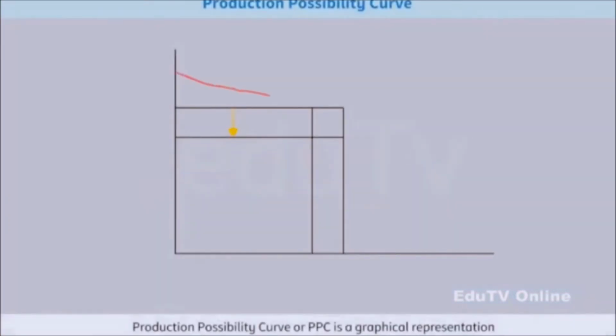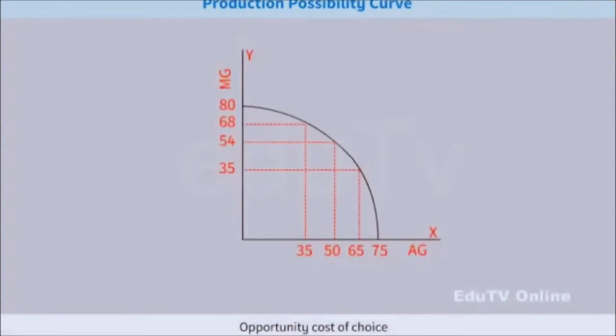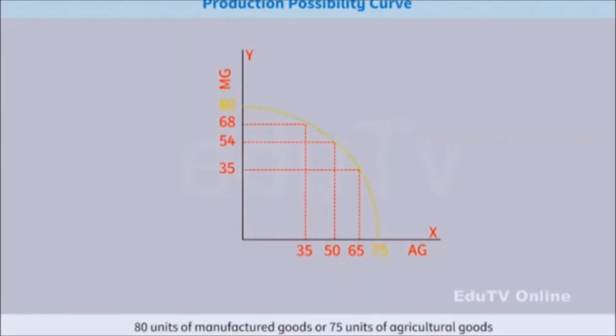Production Possibility Curve, or PPC, is a graphical representation of the maximum output of two products and the possible combinations of these two goods with constant resources and technology. Look at this curve shown here, depicting the opportunity cost of choice. It shows that a country can produce either 80 units of manufactured goods or 75 units of agricultural goods, or a range of combinations of both the goods.